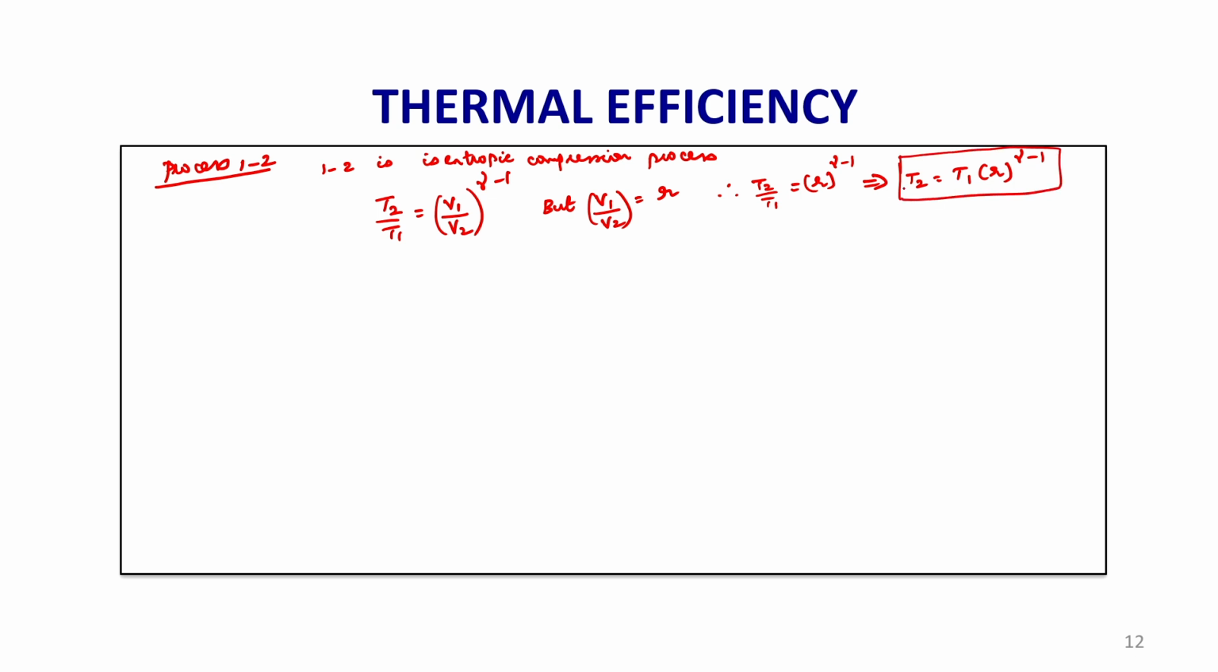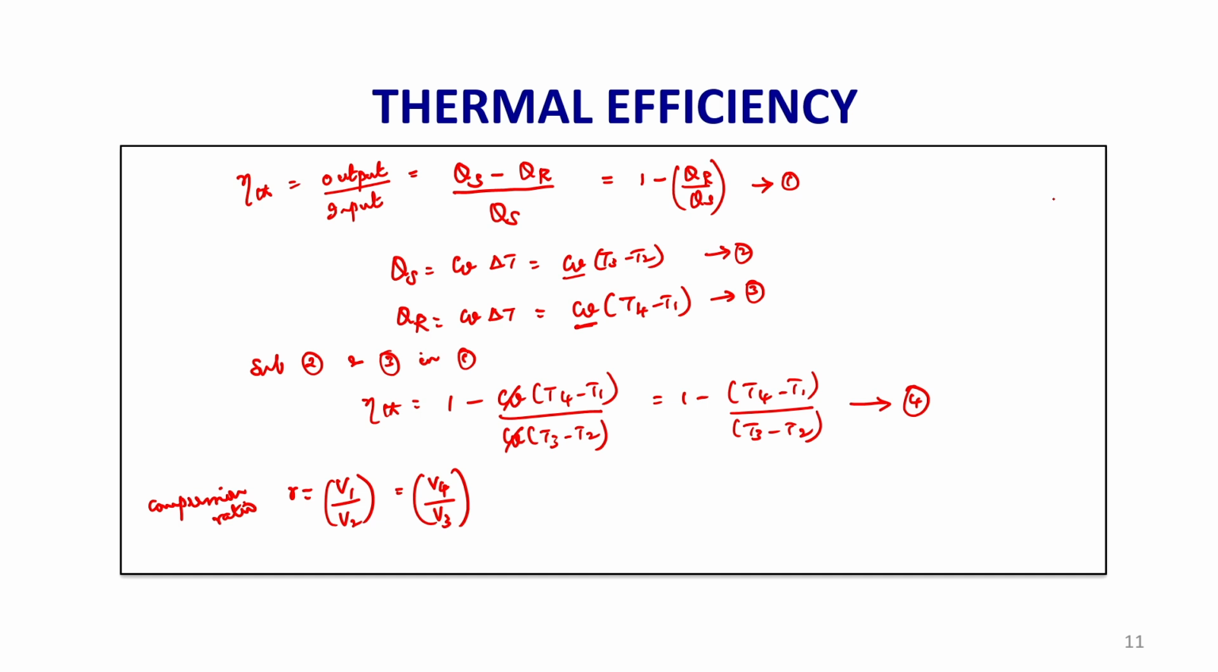So, T2, so let this be, here I have expressed T2 in terms of T1. So, let this be equation number 5, because the previous one is equation number 4, this will be equation number 5. Now, if you see equation number 4, there are 4 temperatures T1, T2, T3 and T4. Now, I have expressed T2 in terms of T1.